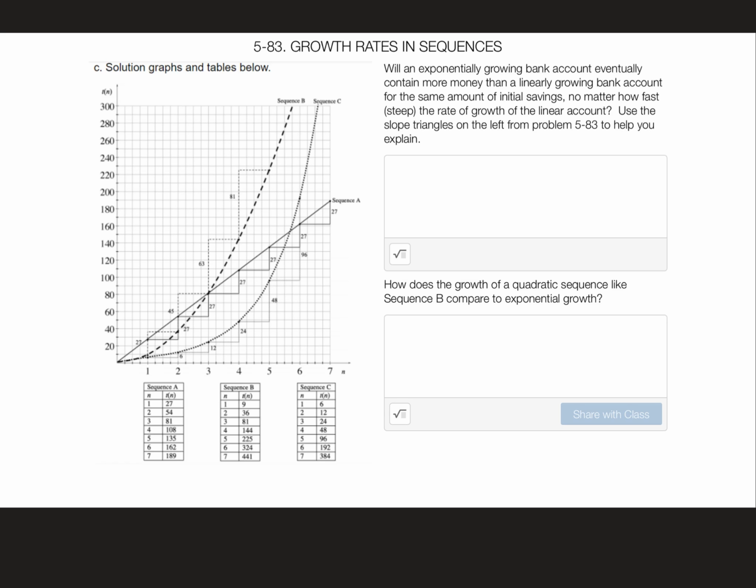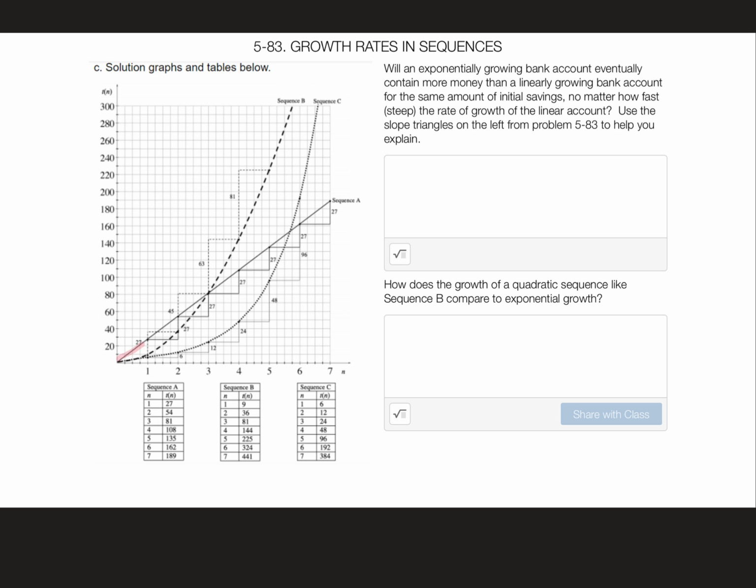Okay, so what you're going to see on this page is just a quick summary of the graphs and sequences from the previous couple of slides. So we're going to use this information to start to make some conjectures and see how these would work if we were talking about possibly modeling money in a savings account.